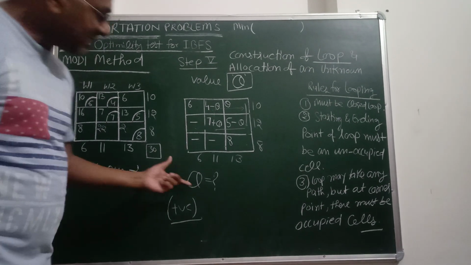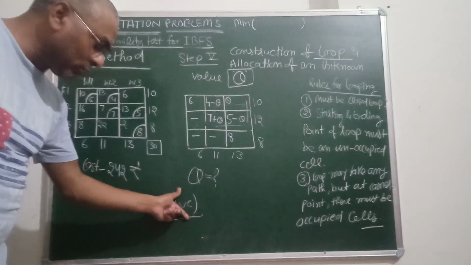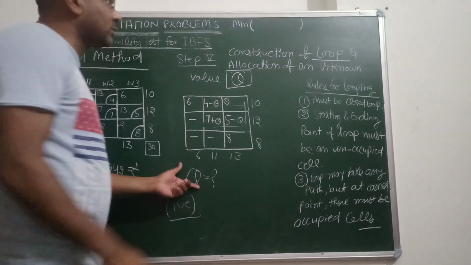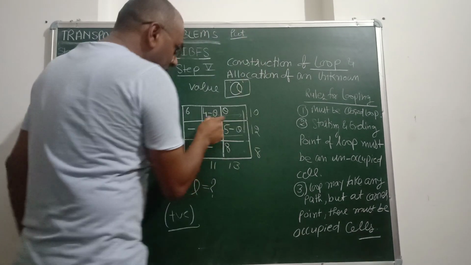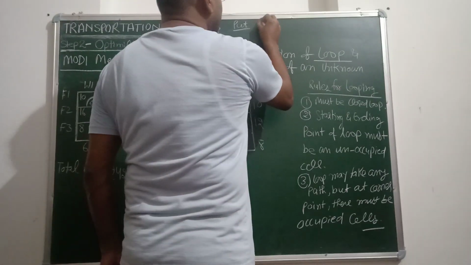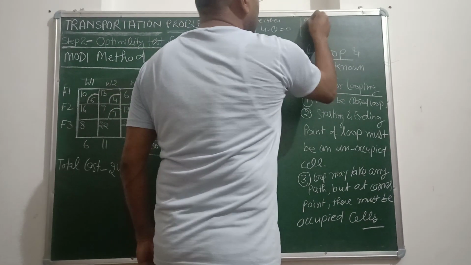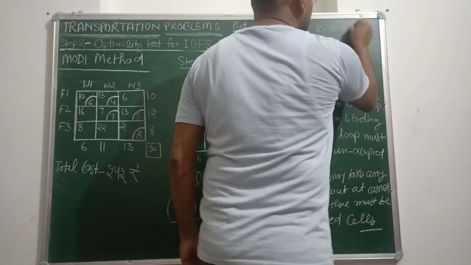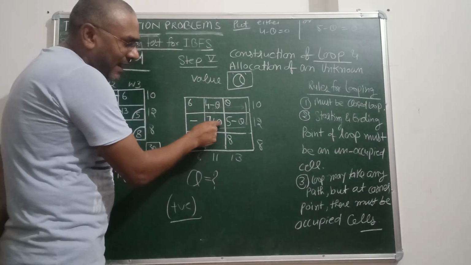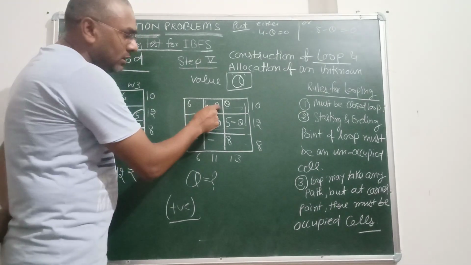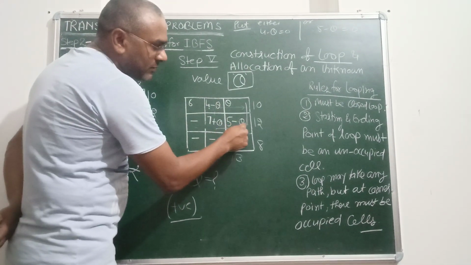Okay, now as theta is unknown, we have to find the value of theta and it must always be positive. So for finding the value of theta, put these two values equal to 0: either 4 minus theta equals 0 or 5 minus theta equals 0. We cannot use negative values, as theta cannot be negative.